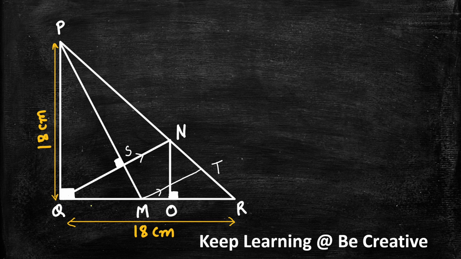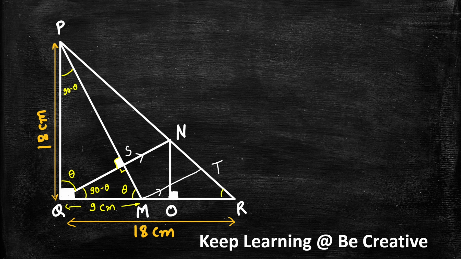So here, since M is the midpoint, this length will be 9 centimeter till here, and this MR length will also be 9 centimeter. Now if I mark this angle as theta, so this is 90 degree and this angle comes out to be 90 degree minus theta. And since this complete angle was 90 degree, I can mark this angle as theta. Since this angle is 90 degree, I can mark this angle as 90 degree minus theta.